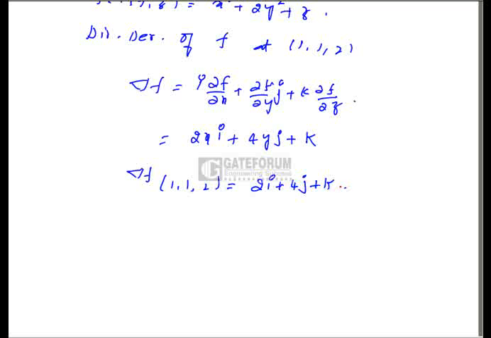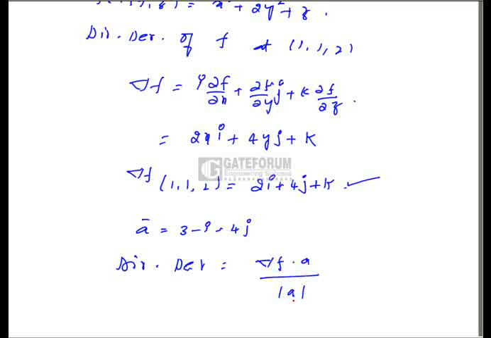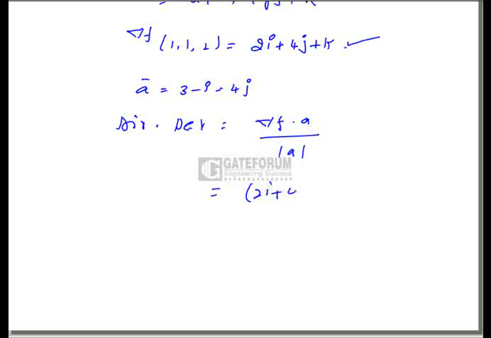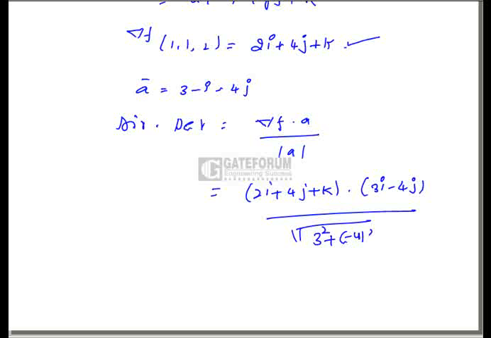But we need the directional derivative in the direction of a bar, that is 3i minus 4j, which is given by the formula. The required directional derivative is delta f dot a by mod a, which is nothing but (2i plus 4j plus k) dot (3i minus 4j) by root over 3 square plus (minus 4) square. If we simplify, we'll get it as minus 2, which is nothing but the option.